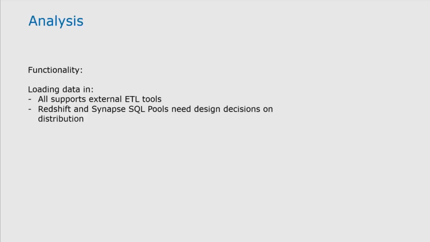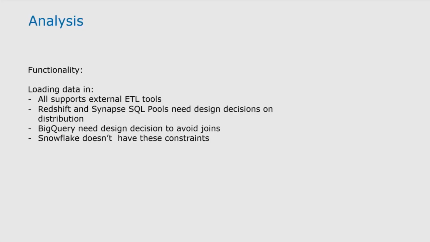Redshift and Synapse SQL pools need design decisions on distribution, so you need to think a lot more about database design, unlike Snowflake and BigQuery, where everything is just dumped into the database. Yes, you need to think about how to partition your data in Snowflake, but that's it. And in BigQuery, you need to design to avoid joins, since you're paid per query on the amount of data pushed through that query. That is a design decision. Snowflake does not have these constraints, outside of, yes, you should think about partitioning, but that's it.